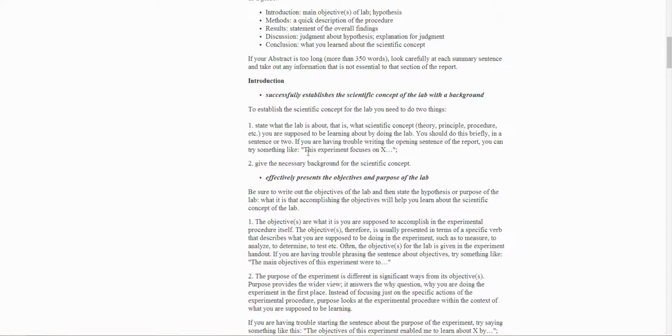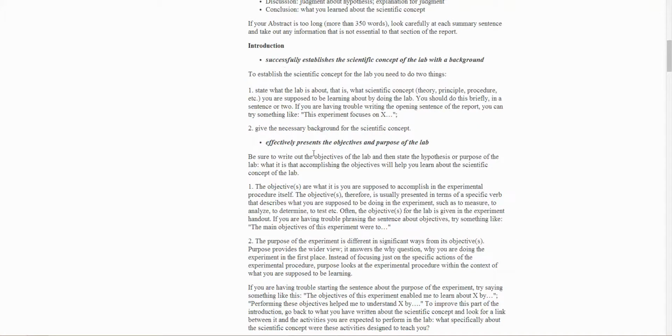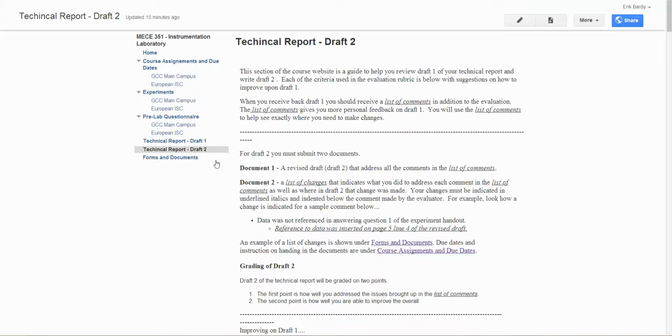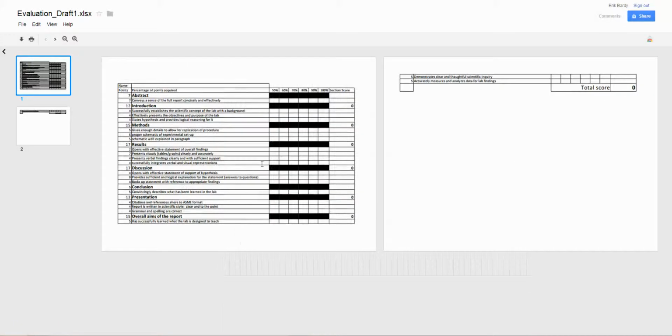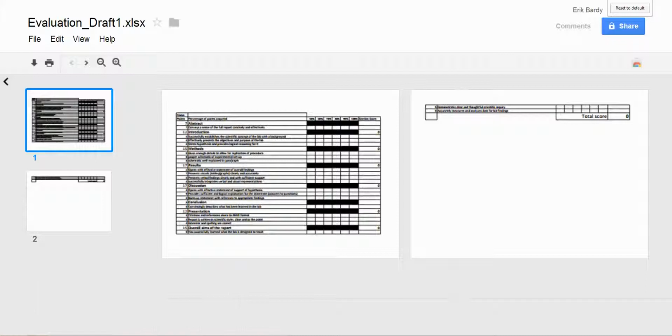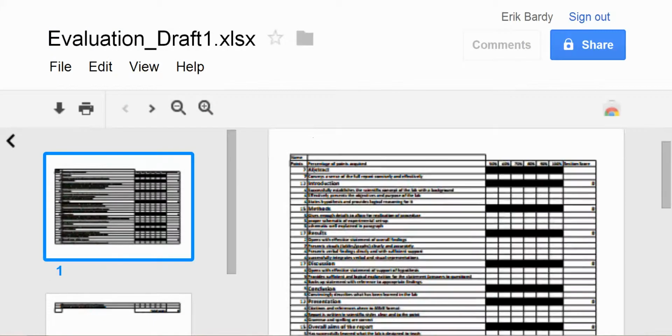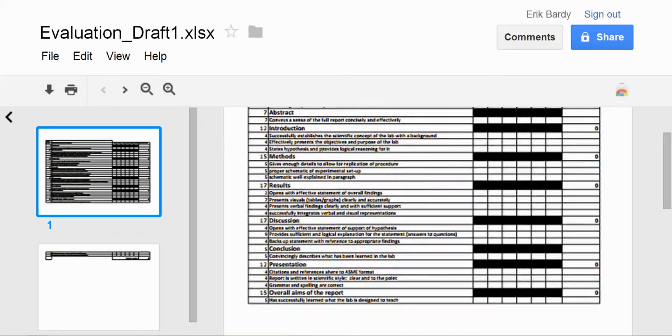Scroll down to Introduction, and what it has here are the 3 areas under which the introduction will be evaluated. Those 3 areas are indicated on the evaluation for Draft 1 of the technical report. So actually, why don't I go to Forms and Documents, click on Technical Report Draft 1 Evaluation, and we can look briefly at the criteria by which the introduction will be evaluated. Give this a second, it's a little blurry and hard to see at this point. There we go, it's starting to clear up a little bit.